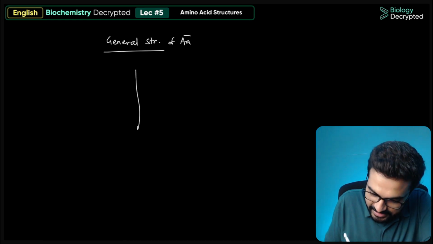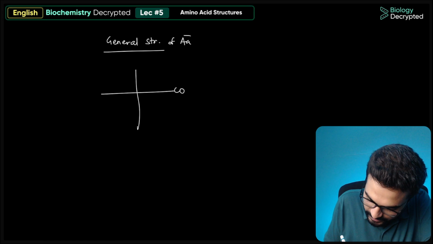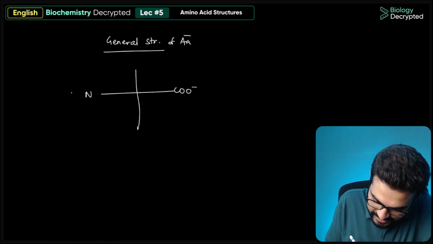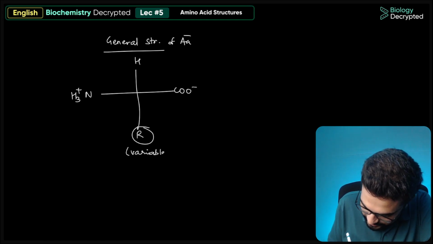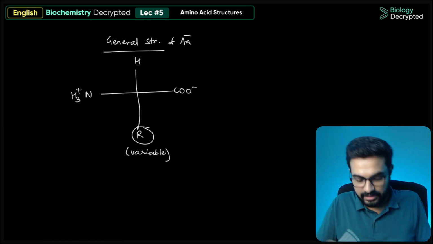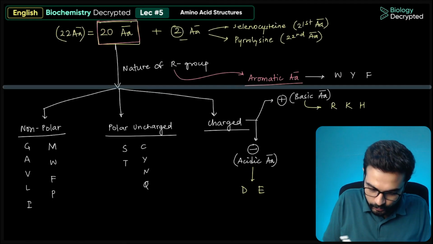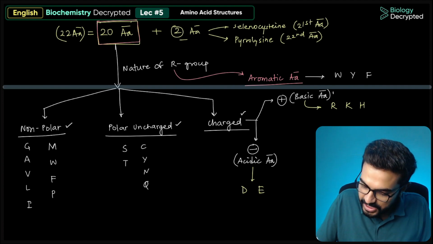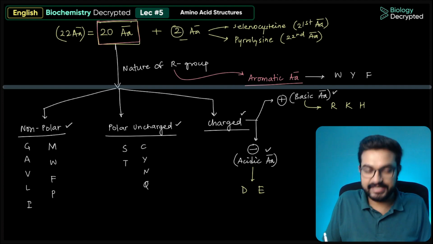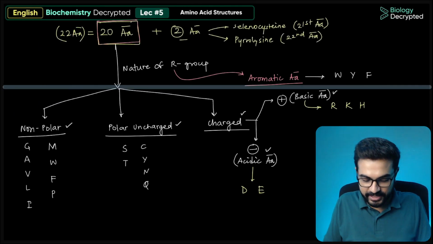So for the general structure of amino acids, we'll be considering this kind of general structure. This is hydrogen and this will be the variable R group. This will be variable, and as I told you, it can either be non-polar, or it can be polar uncharged, or it can be charged. And also if it is charged, it can be basic or it can be acidic. So we'll talk about each of these amino acids.